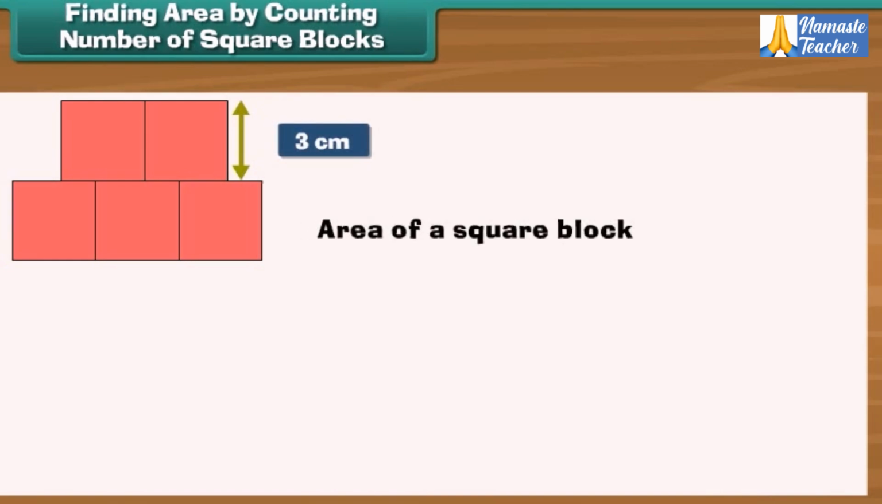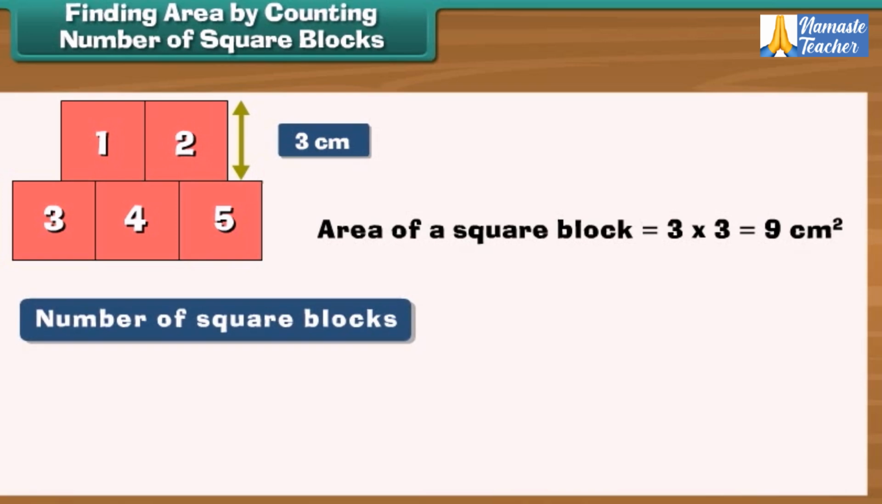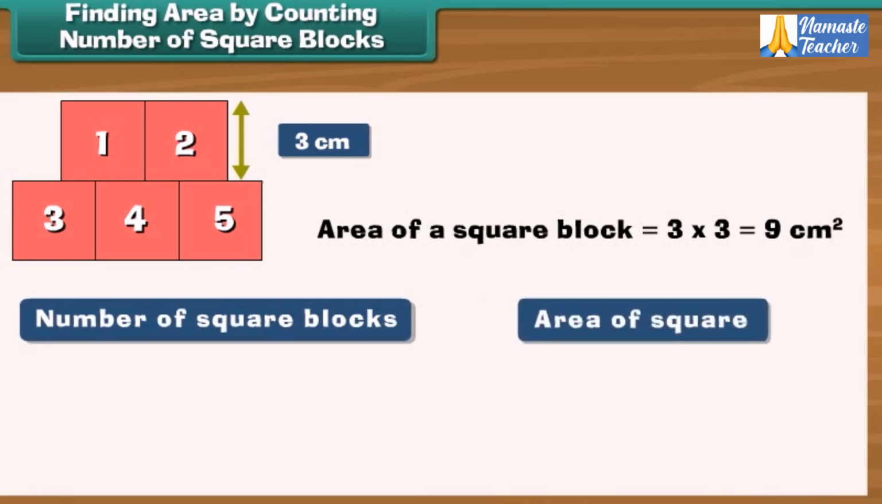Now let us calculate the area of a figure that is made up of square blocks, each of length 3 centimeters. The area of each square block of length 3 centimeter is 3 into 3, which is equal to 9 centimeters square. Now count the square blocks. They are 5 in number, so the area of the figure can be calculated as the number of square blocks multiplied by the area of one square block. Therefore, the area is 5 into 9 is equal to 45 centimeters square.